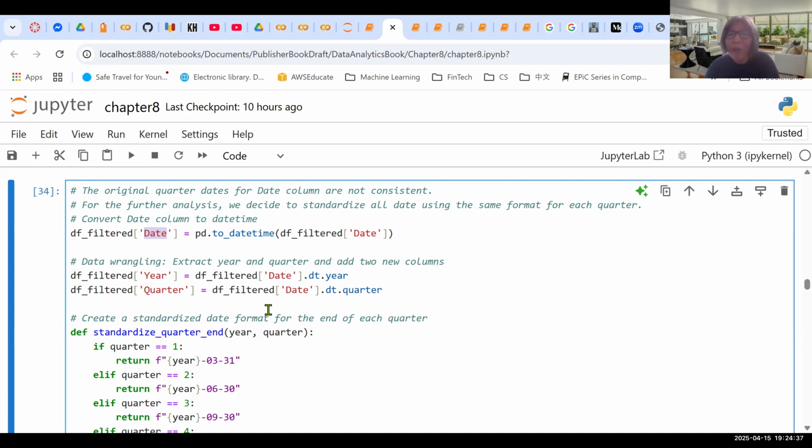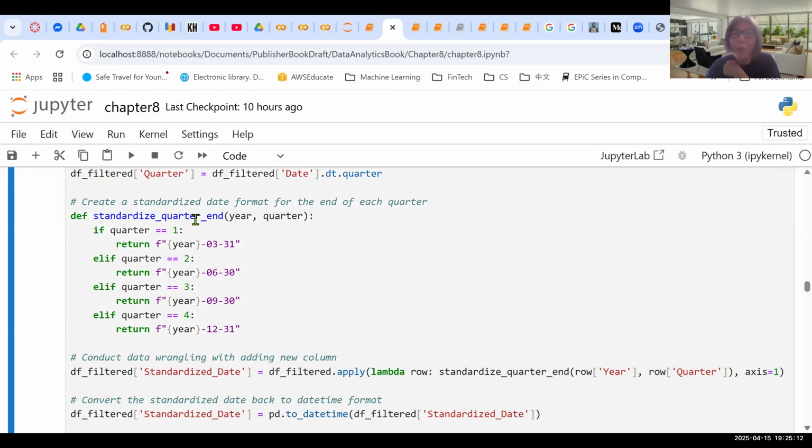And also in this case, because it involves year and quarter, we also want to extract the year and quarter so that later on we can do some annual analysis or quarterly analysis. So that's why here we extract the year and quarter from the original column and add them as two new columns.